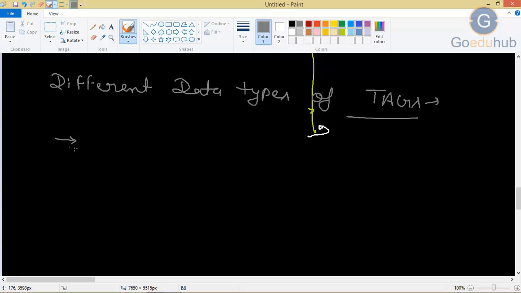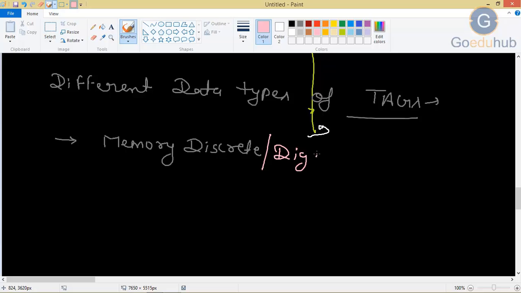First one is memory, discrete, okay, or as you can say digital. So here both kinds of tags are available, memory also or IO also. Means memory discrete tag is also there, IO discrete tag is also there.